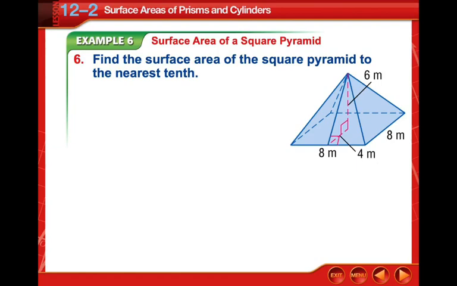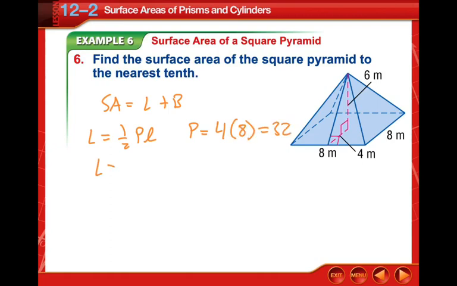So here we want to find just the surface area. The surface area is the lateral area plus the area of the base. Our lateral area is 1/2 the perimeter times the slant height. And our perimeter is equal to, so this is also a square pyramid, 4 times 8, or 32. So the lateral area is 1/2 of 32 times our slant height, which we are not given, so we have to find it. So our slant height is the hypotenuse of the triangle formed by the dotted lines there.